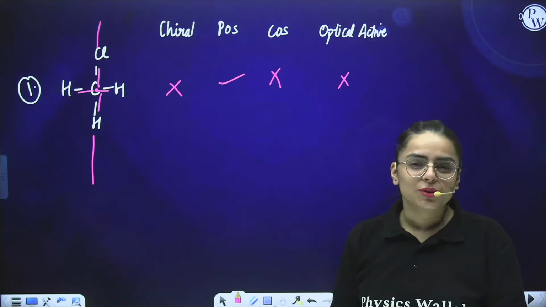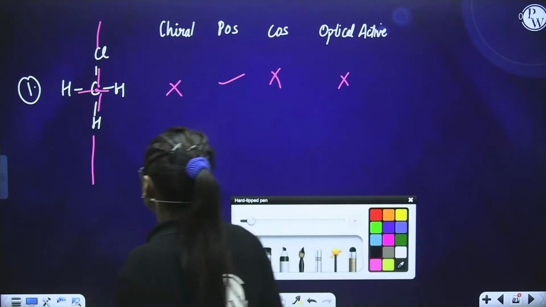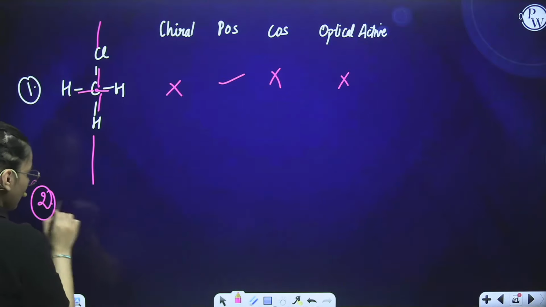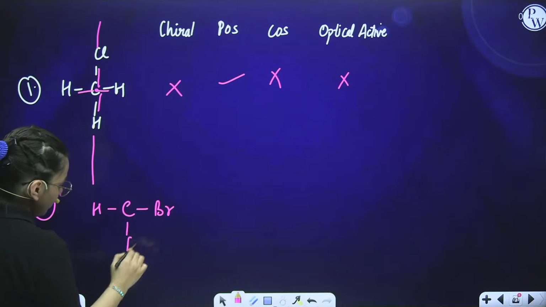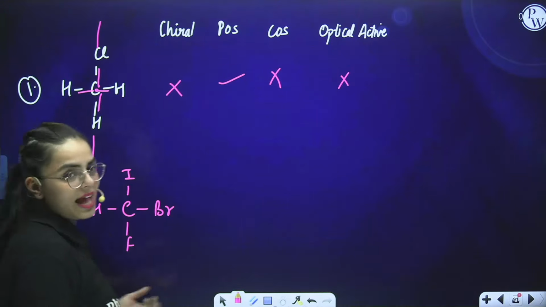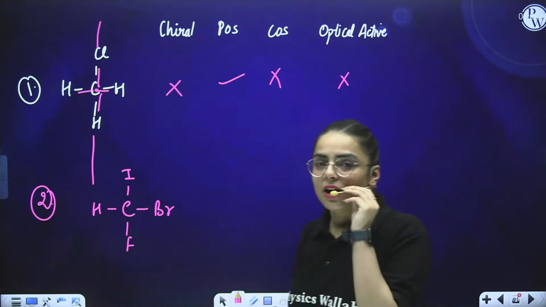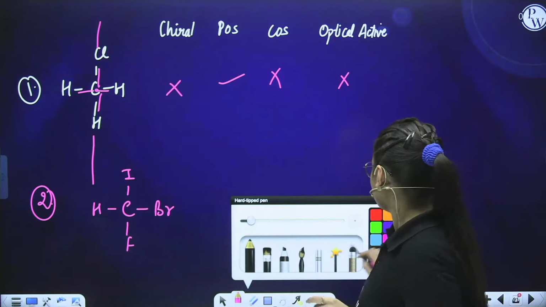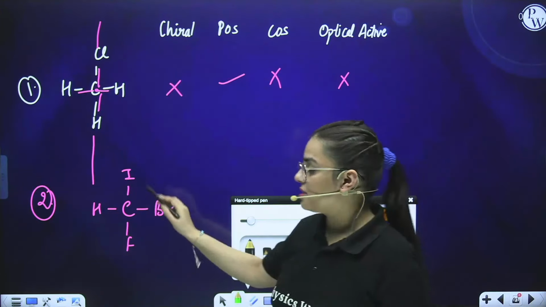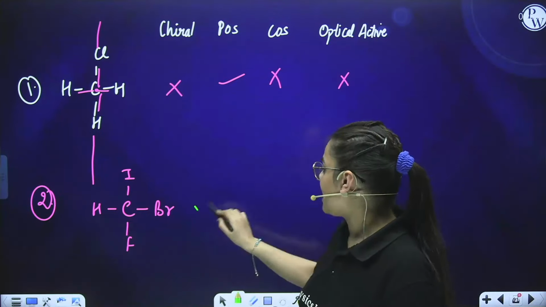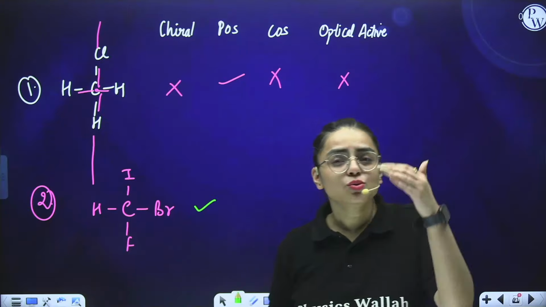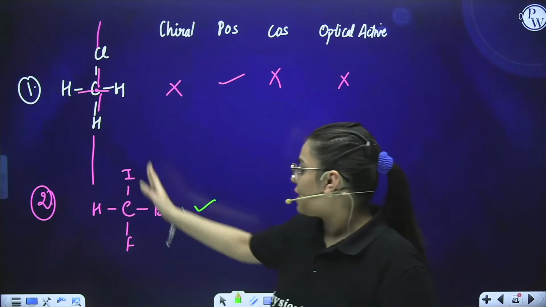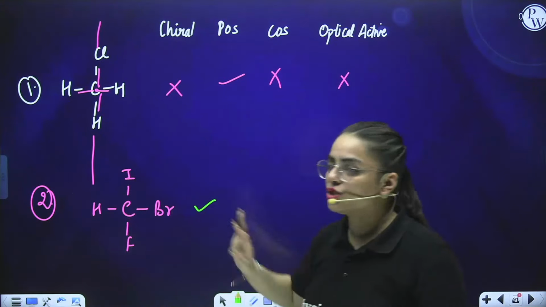Now let us take one more example over here, students. Carbon, bromine, hydrogen, fluorine, iodine. Okay. Now if I have this example with me, students, now kindly tell me, is there any chiral center? So yes, 4 different groups are present. So yes, it is a chiral center present over here. Now plane of symmetry is that it divides it into 2 equal halves. So it cannot divide into 2 equal halves. Either I cut in this direction or I cut in this direction.